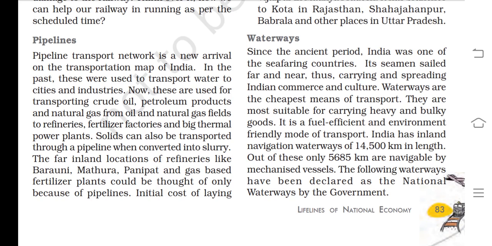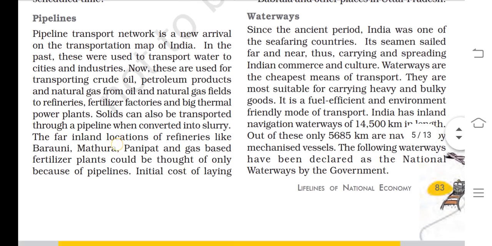India has inland navigation waterways of 14,500 km in length. Out of these, only 5,685 km are navigable by mechanized vessels. The following waterways have been declared as national waterways by the government. So the inland navigation waterways are 14,500 kilometers in length, but only 5,685 are navigable. There are some waterways which have been declared national waterways by the government.